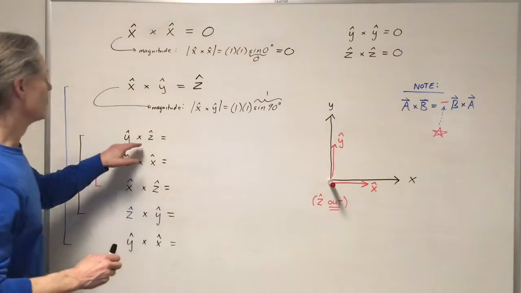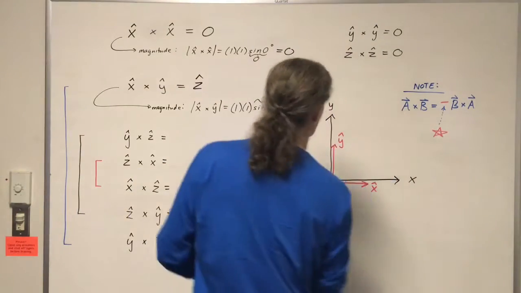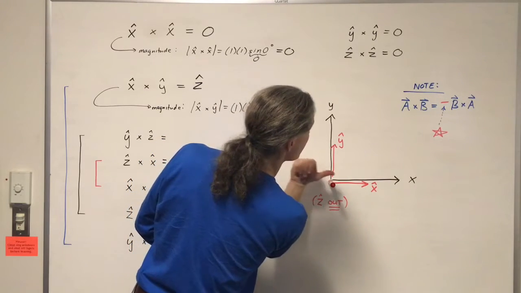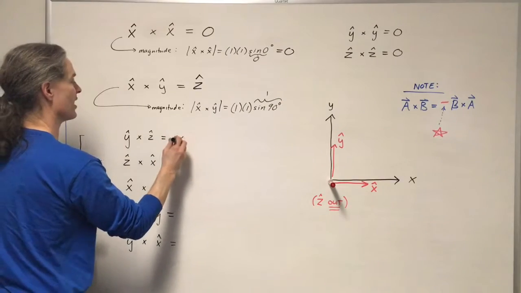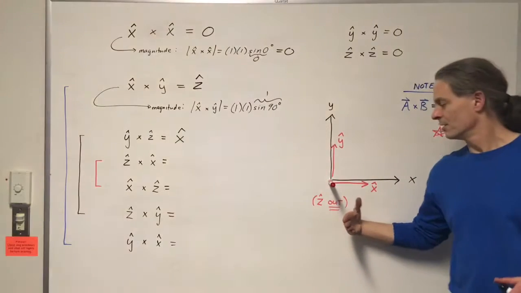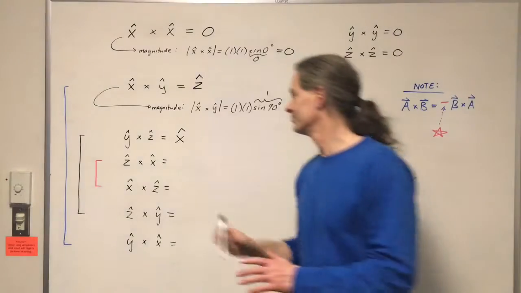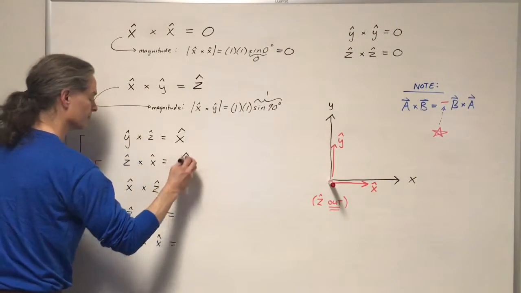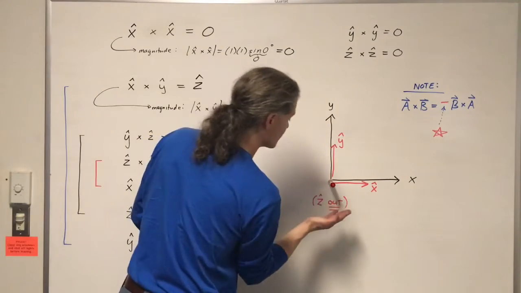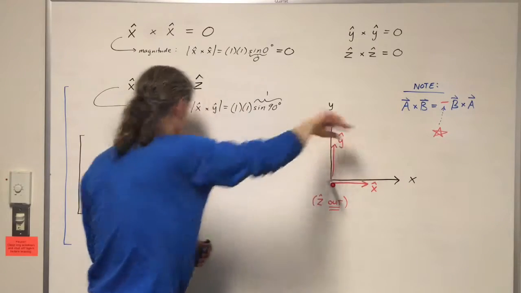Alright, so now y hat cross z hat. Curl the fingers of your right hand from the y hat direction toward the z hat direction. That gives you something in the x direction. So that's x hat. Z hat cross x hat. Let's see. Z hat cross x hat gives me y hat. Hey, let's turn that around. Let's go x hat cross z hat. Let's see. Yes. X hat cross z hat gives me minus y hat.